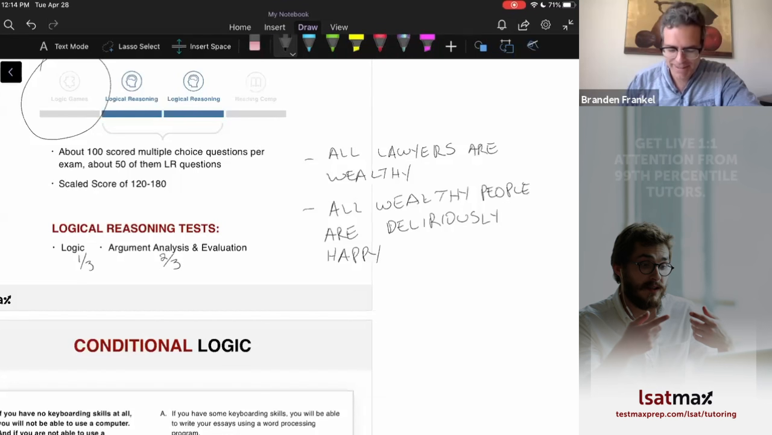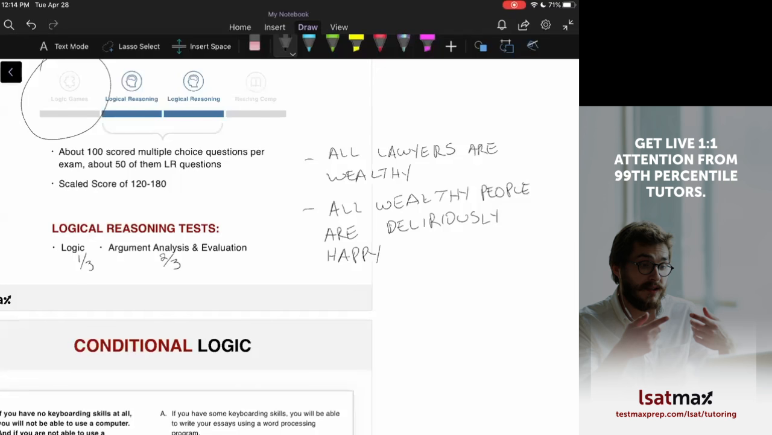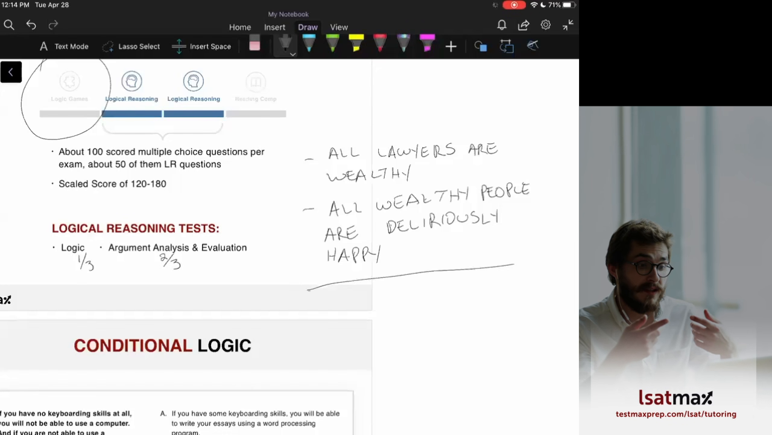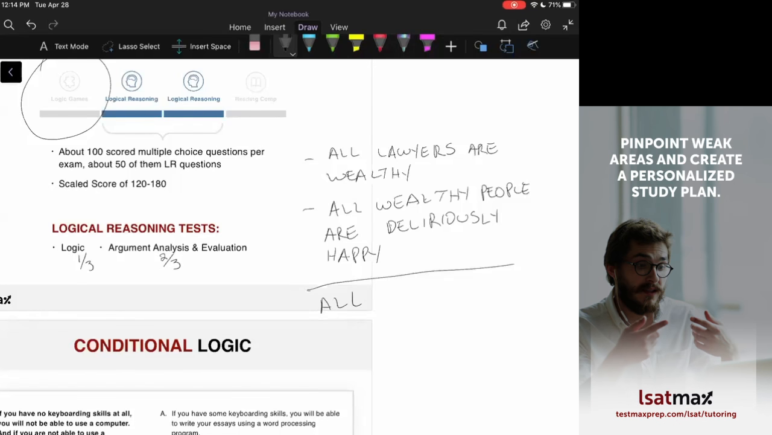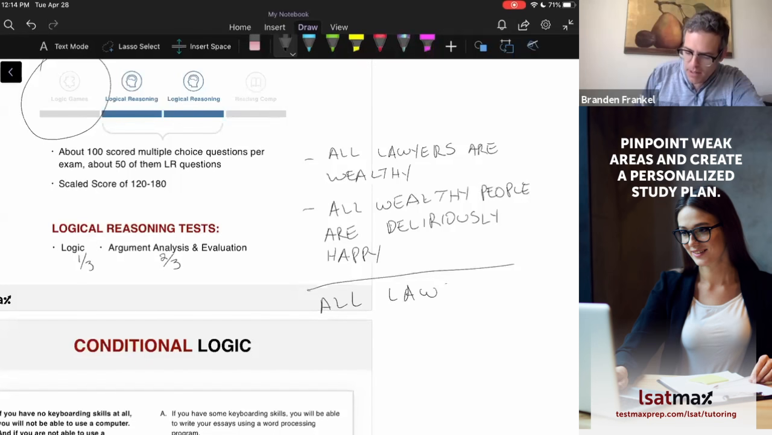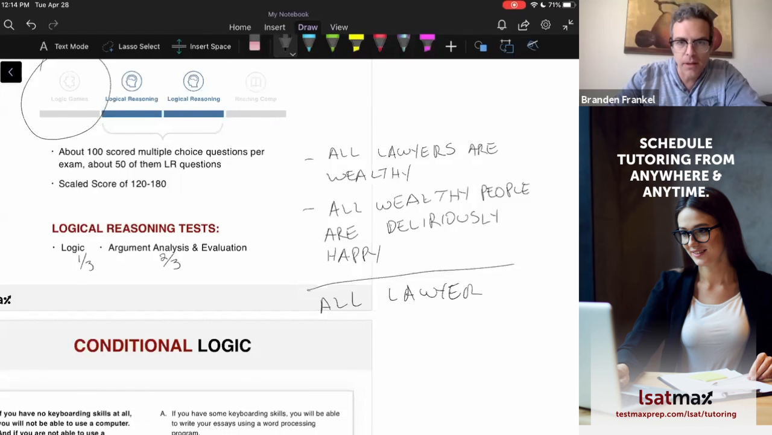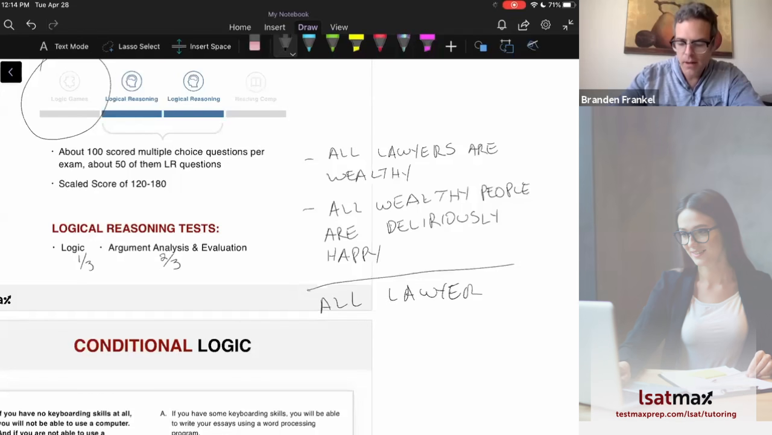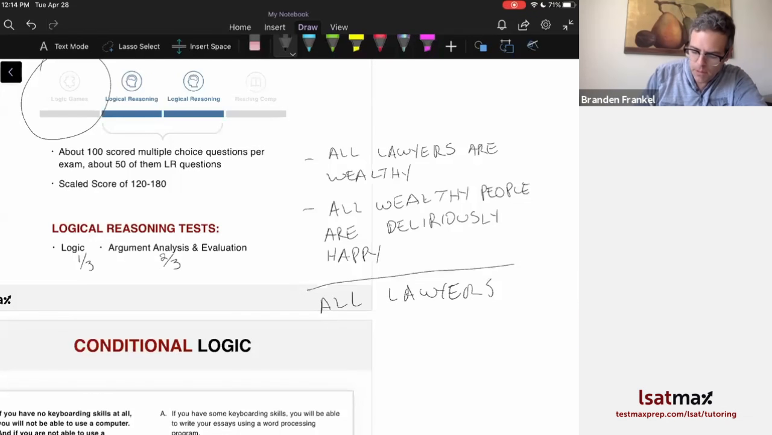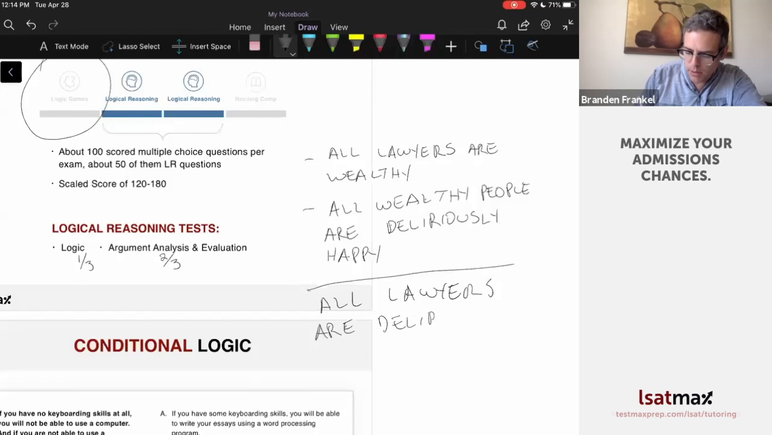So all lawyers are deliriously happy because of the all statements. You can just combine lawyers and deliriously happy. From this, we could determine, and thank you, that all lawyers are deliriously happy. I'm going to turn you off, I think, again. You could conclude this. And let me show you why you could conclude this.